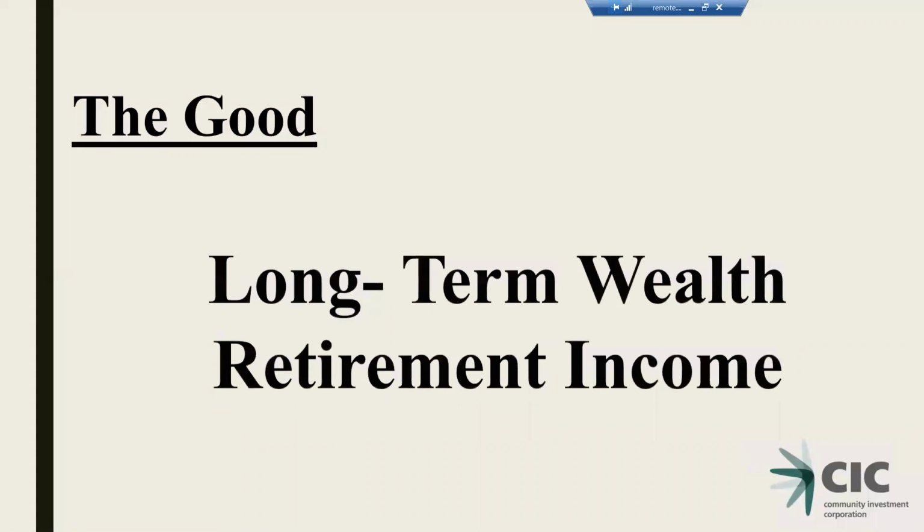So we have the good, right? The good part is that it's long-term wealth, the rental income, retirement income. The goal is, this is supposed to be residual income, additional income. That's the good part, right? That's the sweet spot. That's the goal. That's what we want to accomplish. The building's supposed to sustain itself and then have additional, positive revenue every month. That's the ultimate goal.